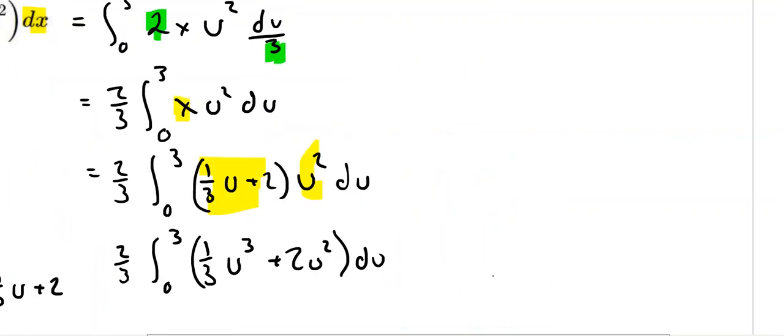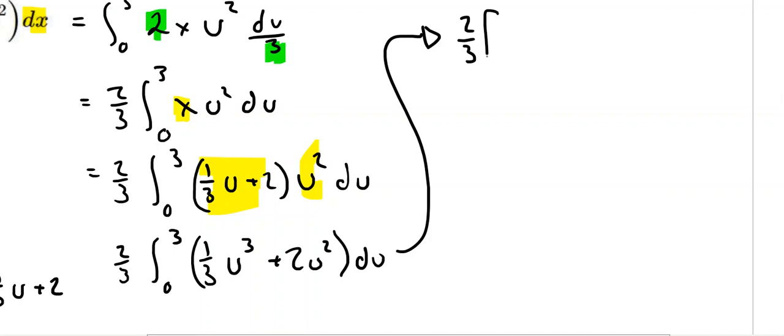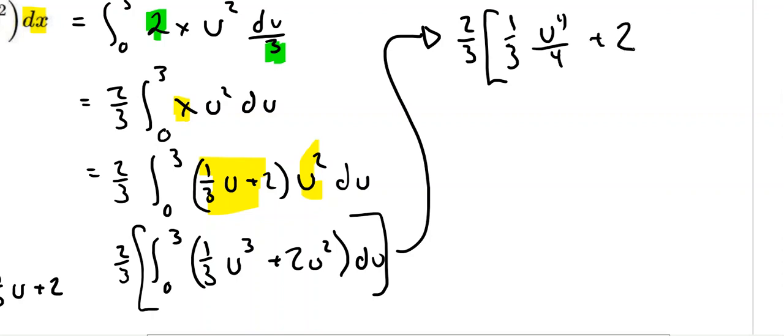Okay, now we can actually integrate. So let's go up here, integrate this. 2/3. So we're going to apply the power rule. I'm going to put this in brackets because 2/3 is being multiplied by all of this. So we're going to have 1/3 u to the 4th divided by 4 plus 2u cubed divided by 3. And then all of that is going to be evaluated from 0 to 3, my bounds of integration. Put our vertical line there to represent that we're going to evaluate that using the fundamental theorem of calculus.